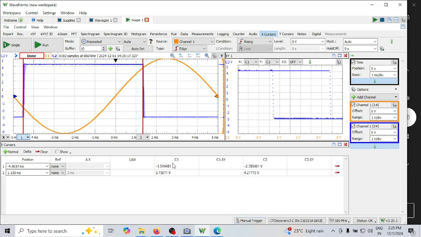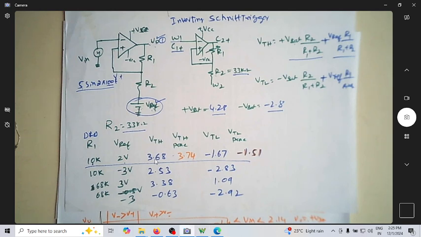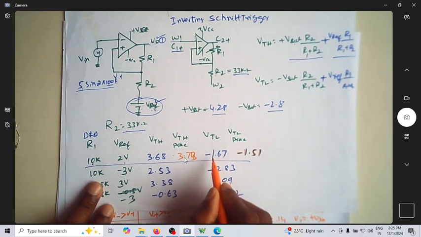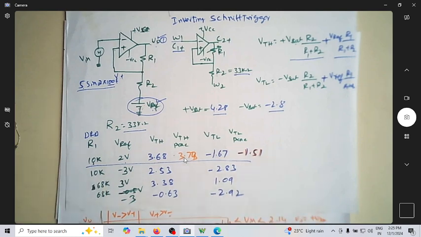I have to measure at the input what is the transition point, at which point it makes a transition. Now practically I'm getting VTL as minus 1.51, and the practical value of VTH is 3.73 or 3.74. So these are my readings. I was supposed to get 3.68, I'm getting 3.73. I was supposed to get minus 1.67, I'm getting minus 1.51.